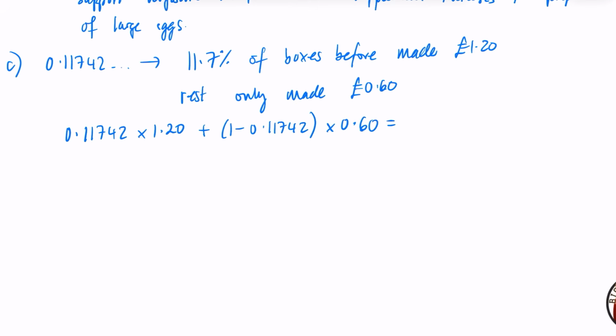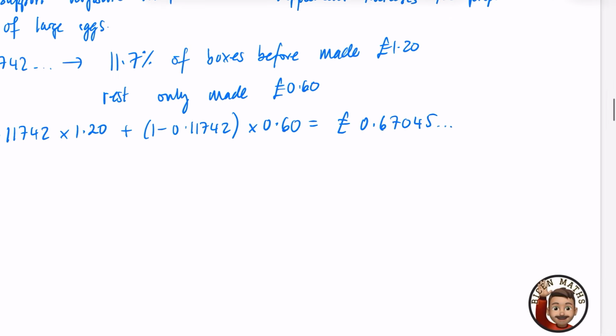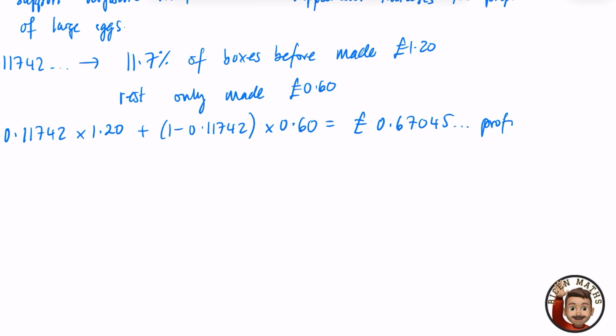And this is for the before situation. So that's 0.11742 times £1.20 plus 1 minus 0.11742 times 60p. And this looks like the profit per box is 0.67045, like this. So this is the profit per box.